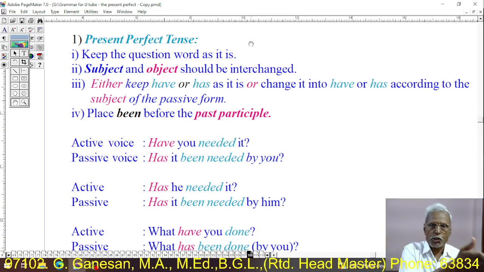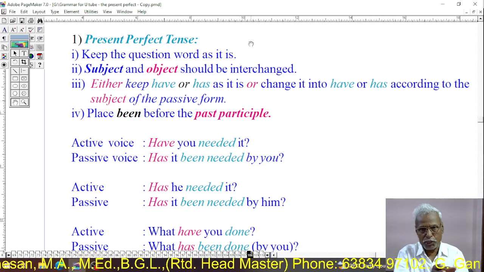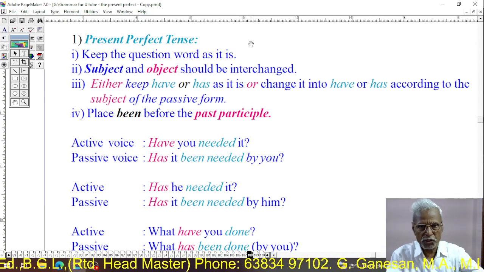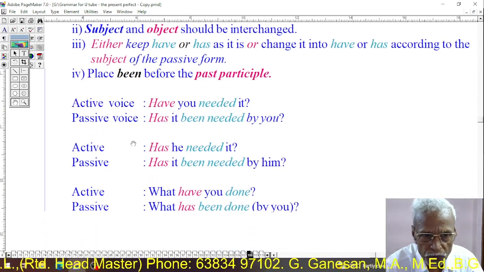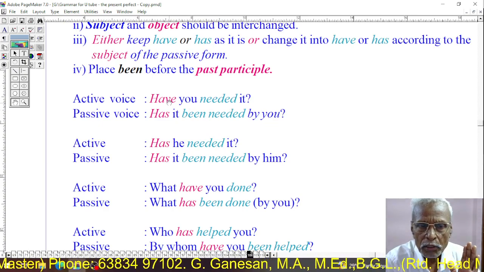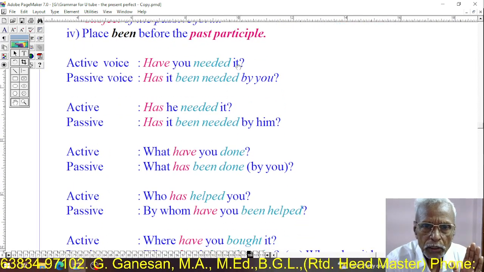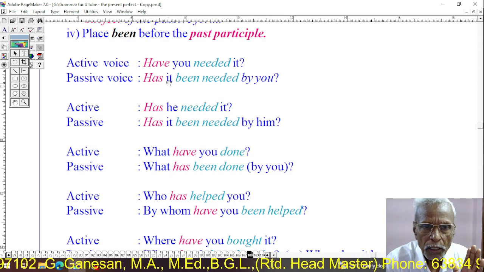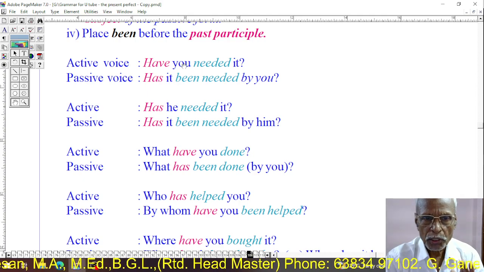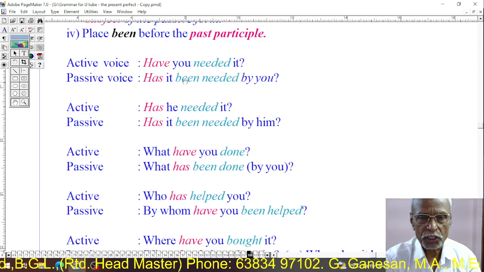Placing been before the past participle. That's all. First, have or has should be used as per the subject. Then before the past participle, been should be placed. Things are over. You see? Have you needed it? Question: have you needed it? Here, "it." Has it been needed by you? It, object, subject. Subject, object. Needed, with been before it. That's all.